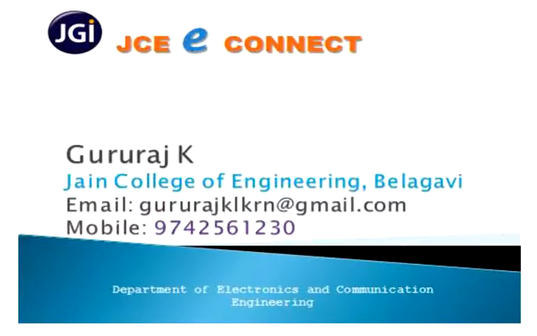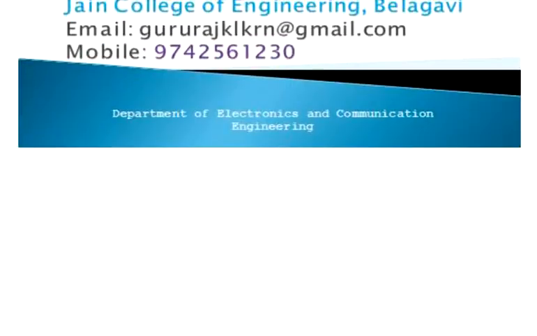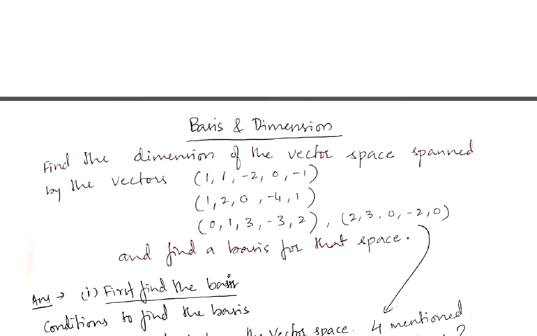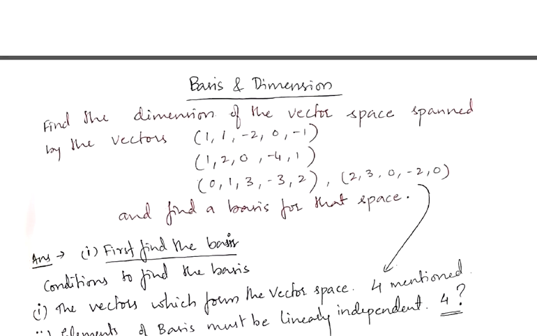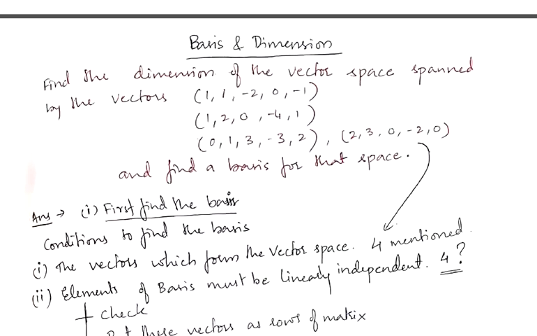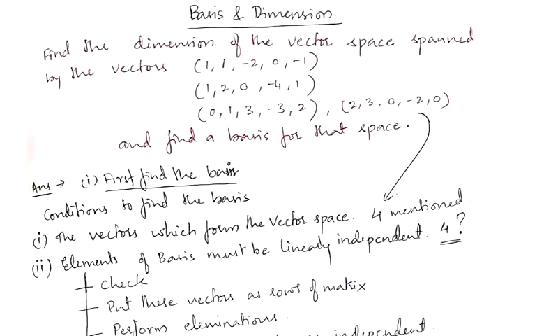Hello all. Today we will try to find out the basis and dimension of a vector space. So the question is, find the dimension of the vector space spanned by the vectors 1 1 minus 2 0, minus 1 1 2 0, minus 4 1 0 1, and 3 minus 3 2 2, 3 0 minus 2 0. And find a basis for that space.